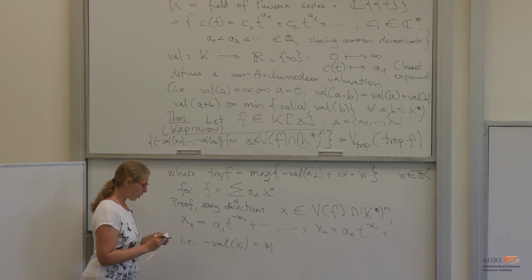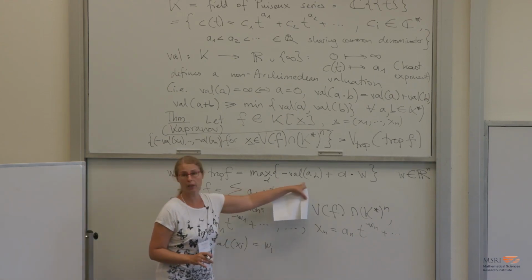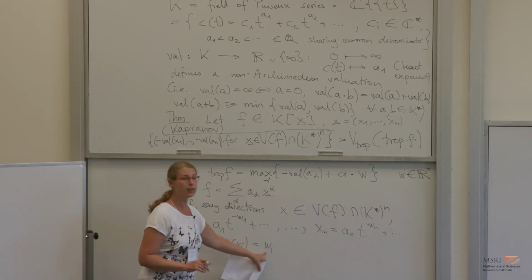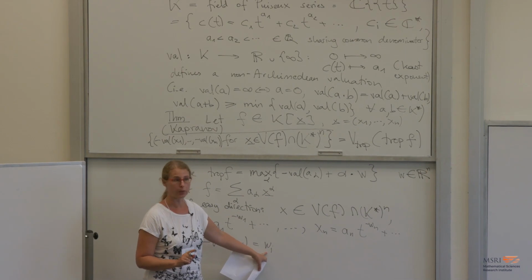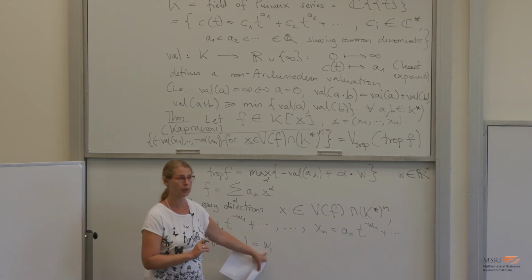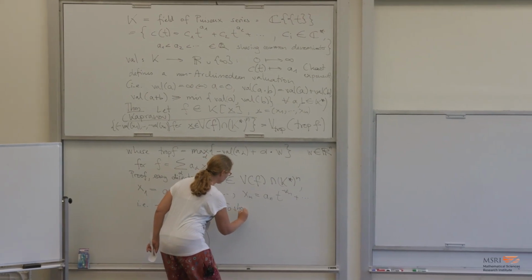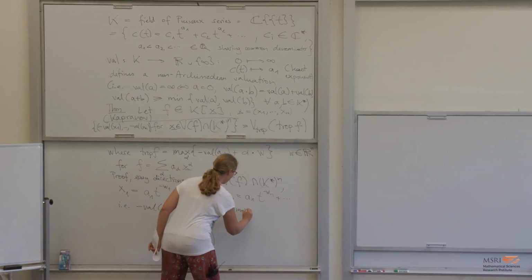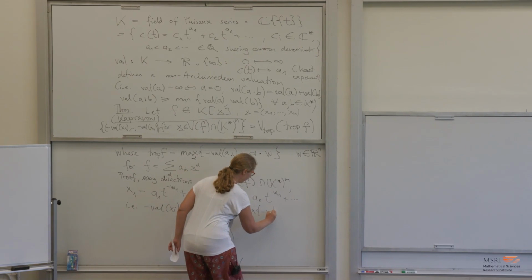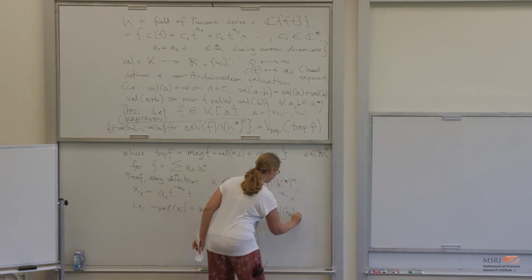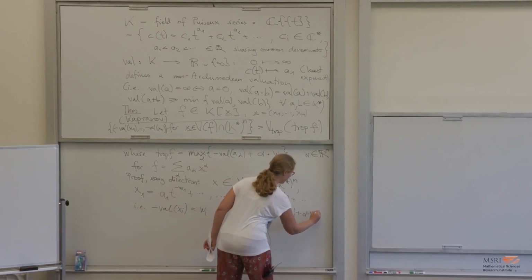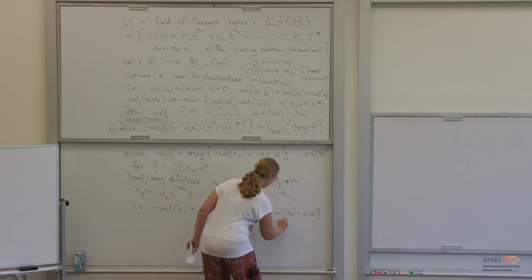Okay, what do we have to show? We have to show that this maximum here is attained twice at my concrete vector w that I get now from this point x. So let's write this down. To show: max of minus val a_alpha plus alpha times w is attained at least twice.